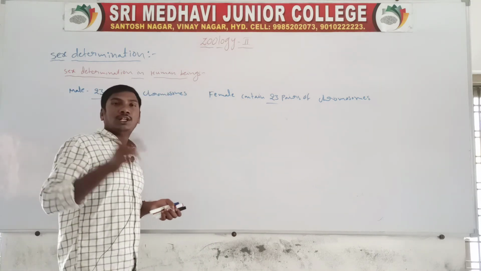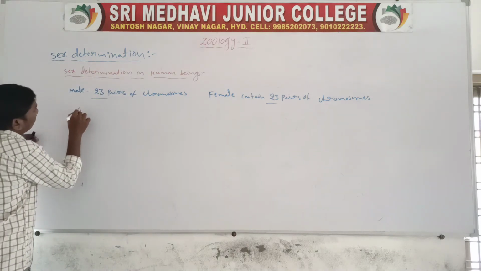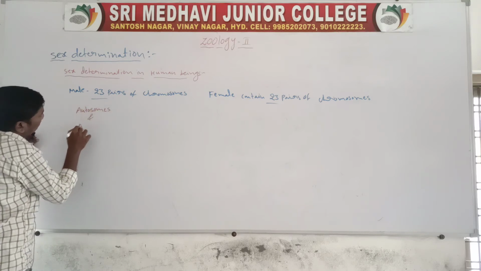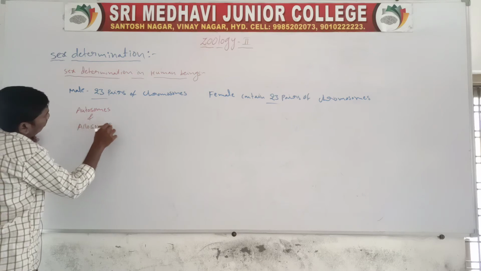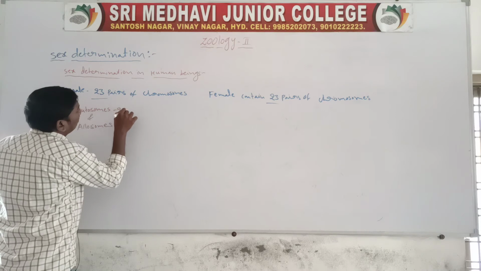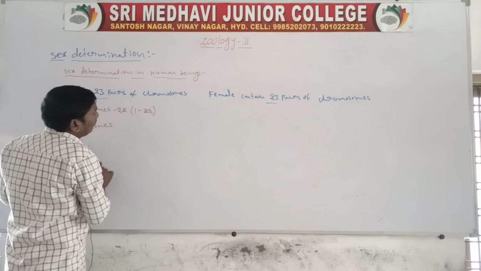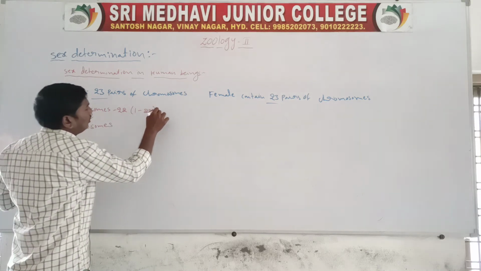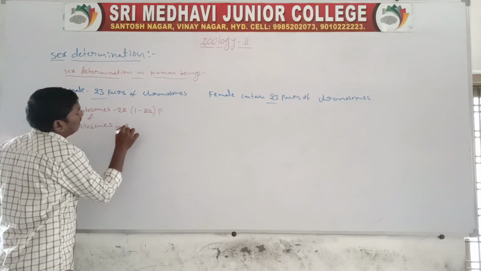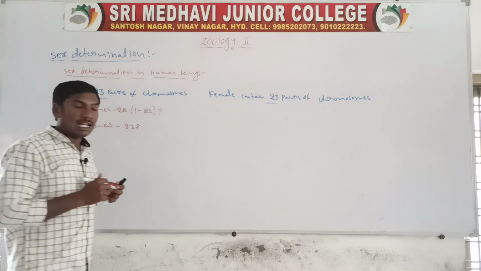But chromosomes are of two types, autosomes and allosomes. The first to 22nd pairs of chromosomes are the autosomes. The last pair, the 23rd pair of chromosomes, is called the allosome.